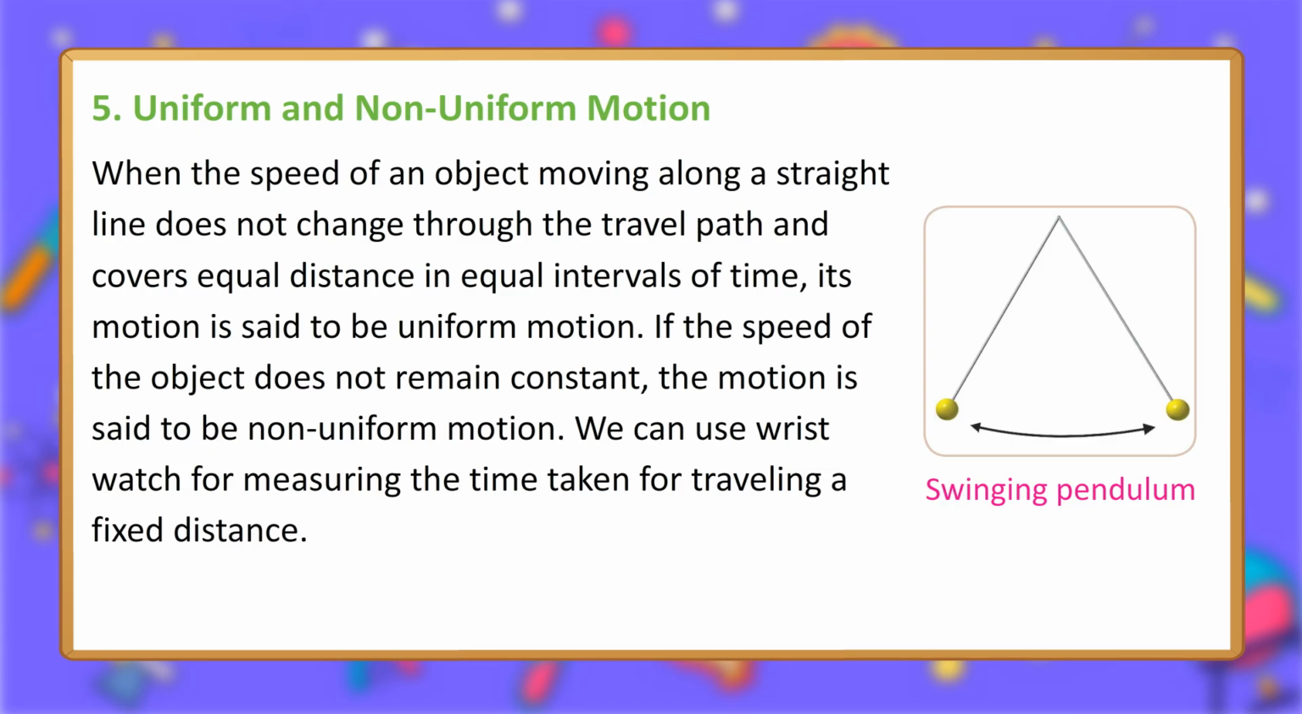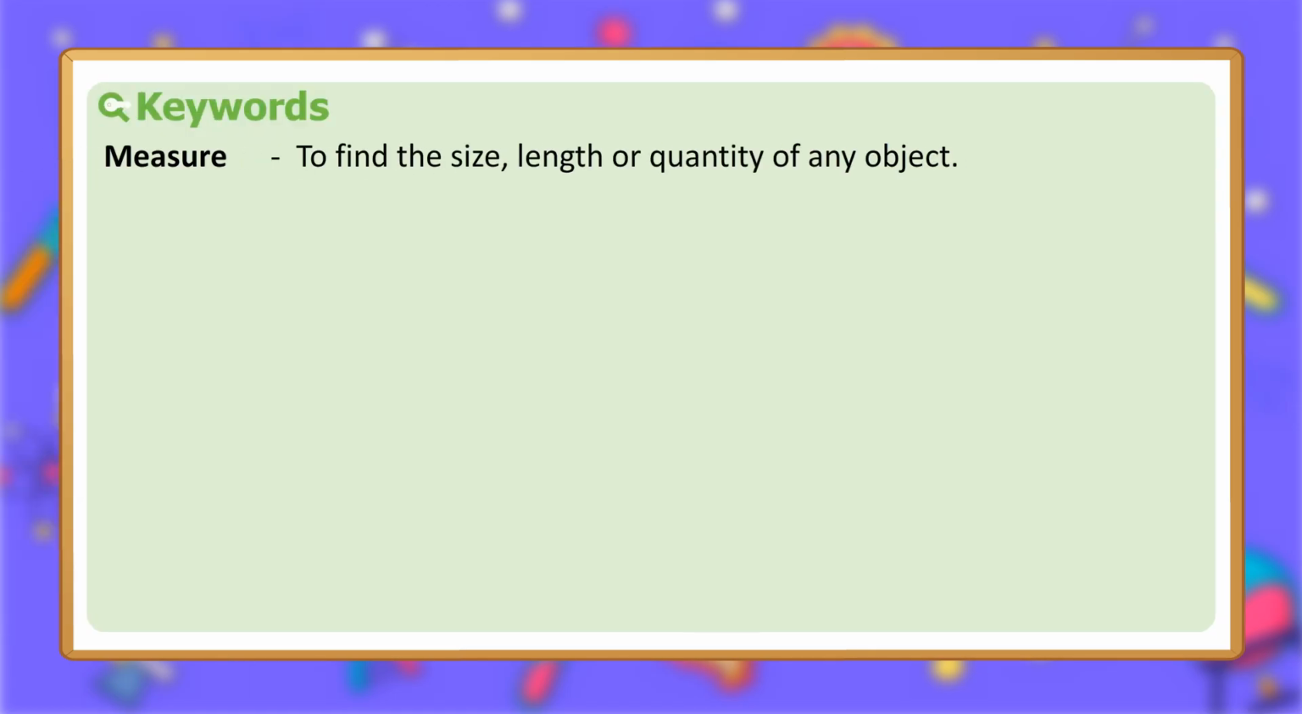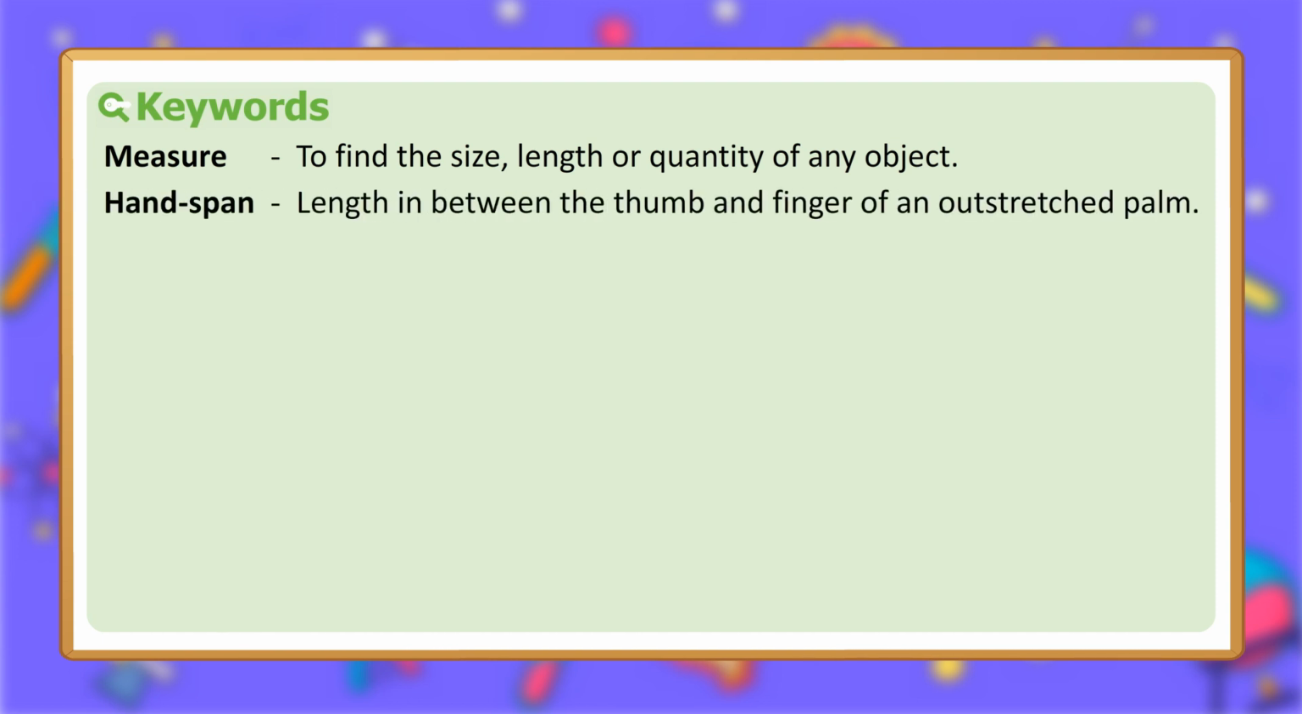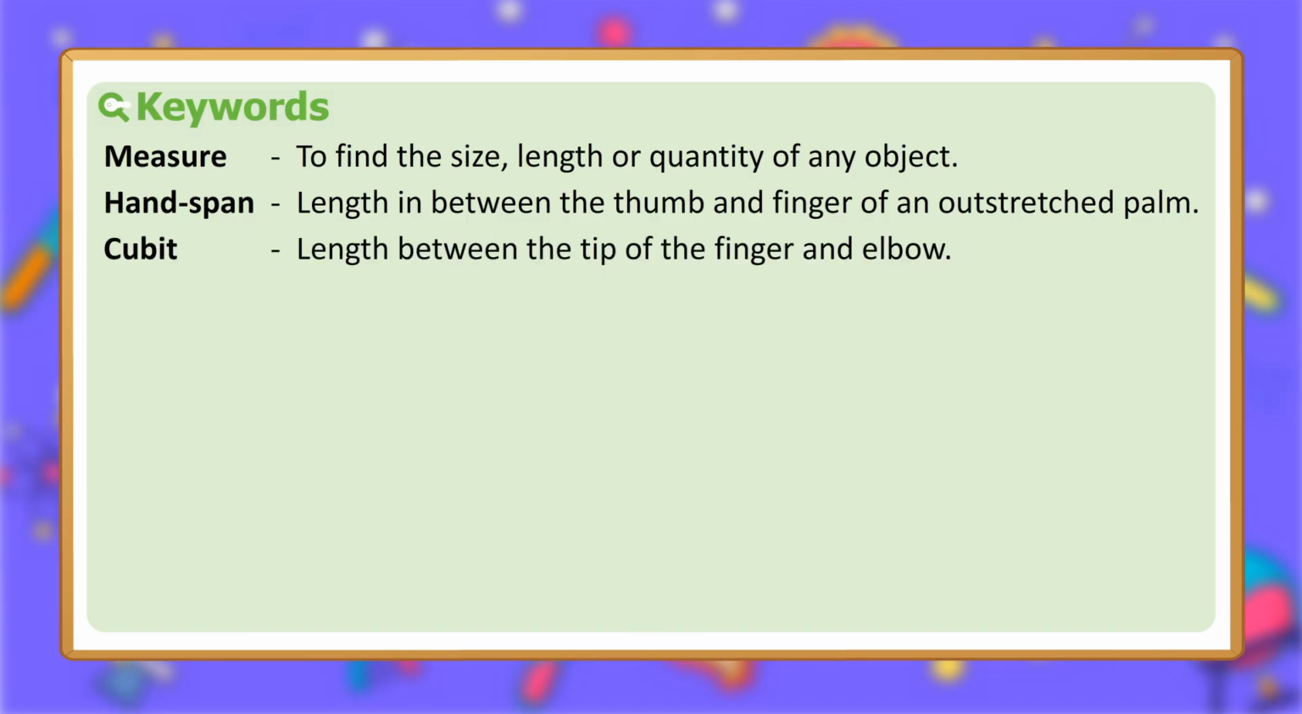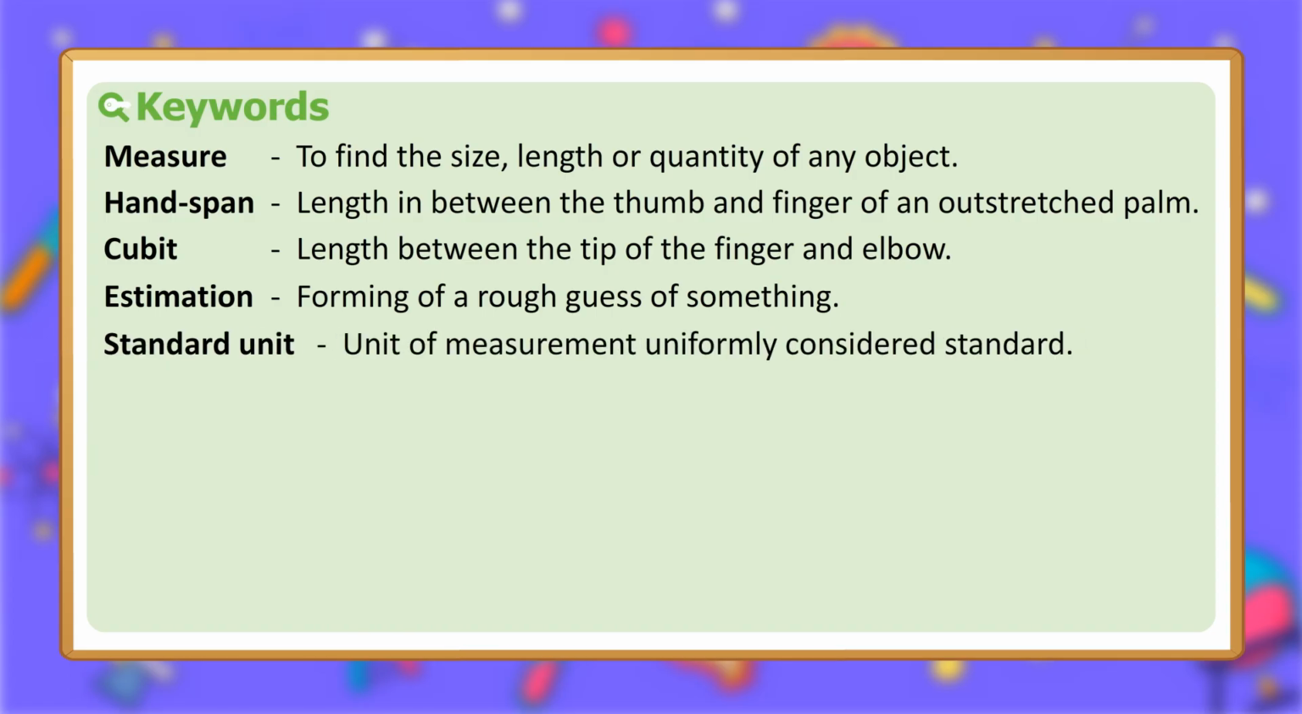We can use a wristwatch for measuring the time taken for traveling a fixed distance. Keywords: Measure, to find the size, length or quantity of any object. Hand span, length in between the thumb and finger of an outstretched palm. Cubit, length between the tip of the finger and elbow. Estimation, forming of a rough guess of something. Standard unit, unit of measurement uniformly considered standard.